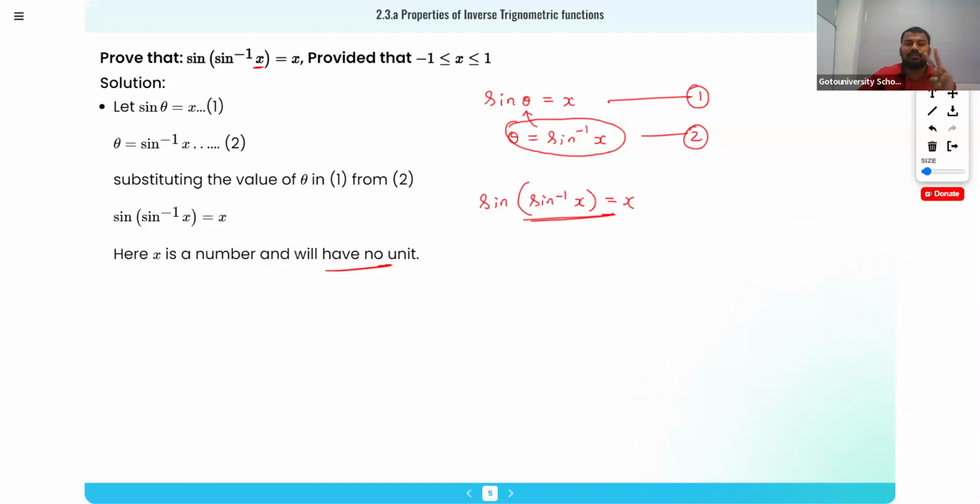So this is a very simple thing. You will get it for minimum 2 marks or maximum 3 marks. If they give it for 3 marks, just elaborate it. Just make sure that you write down all the substitutions, and you say that x is a number and it will not have any unit.